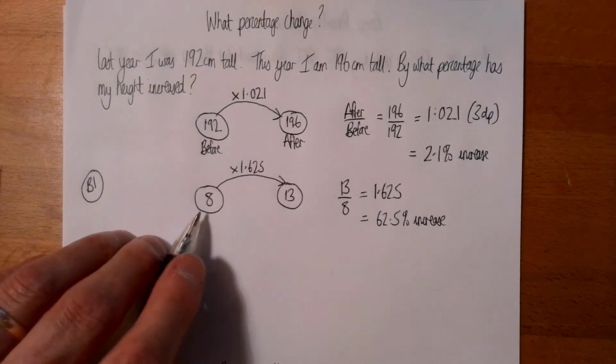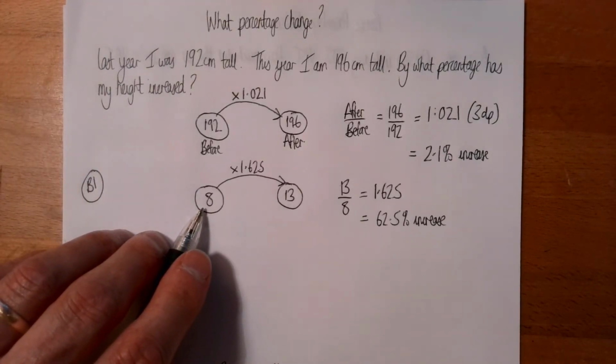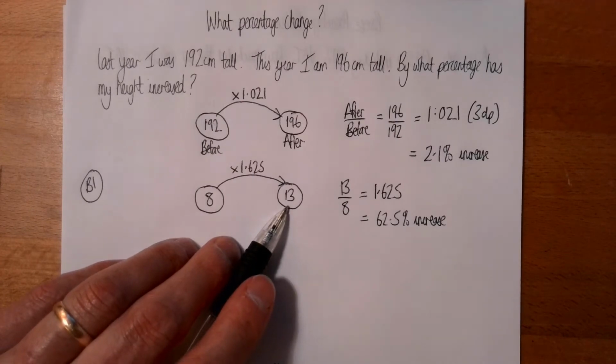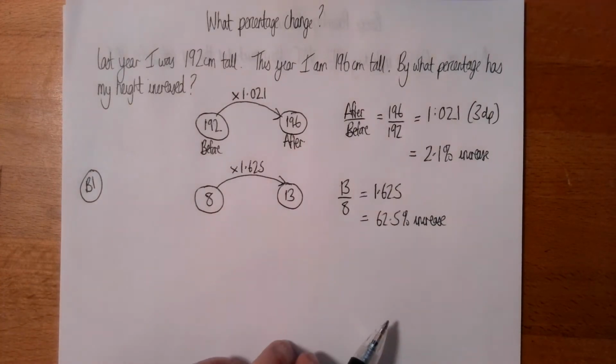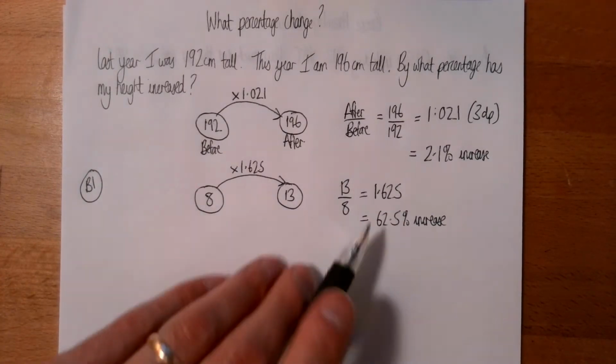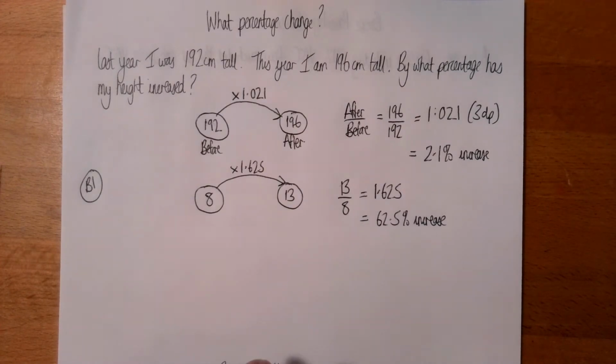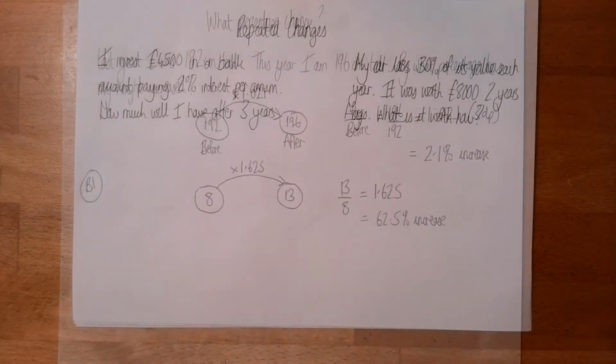Okay, so last year she scored 8 goals. This year she scored 13 goals. So after divided by before gives me 1.625. That's the multiplier, which is a 62.5% increase.